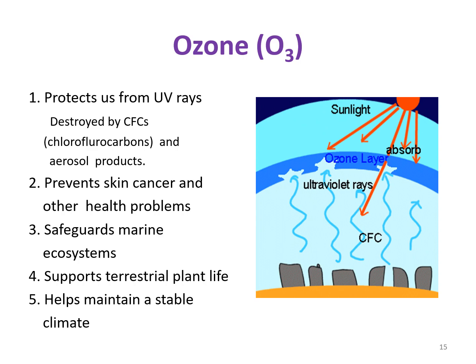And it safeguards marine ecosystems. Ultraviolet radiation can damage phytoplankton, which are the base of the marine food chain, and harm other marine organisms. And it supports terrestrial plant life. High levels of ultraviolet radiation can stunt plant growth, reduce crop yields, and even kill plants. And it helps maintain a stable climate. Ozone plays a role in regulating temperatures in the stratosphere, which can indirectly influence global climate patterns.